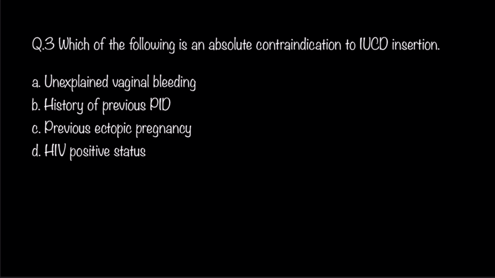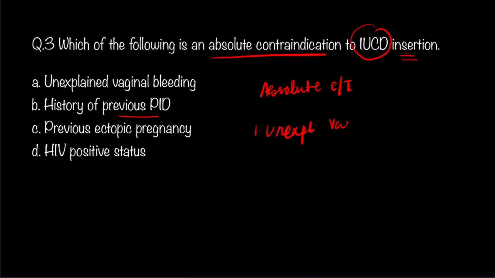Question number third says, which of the following is an absolute contraindication to IUCD insertion? Options are unexplained vaginal bleeding, history of previous PID or pelvic inflammatory disease, previous ectopic pregnancy, or HIV positive status. Now let's know some of the absolute contraindications of IUCD insertion. First, we have unexplained vaginal bleeding. Second, we have active PID. Third is pregnancy. And the fourth and last one is distorted uterine cavity.